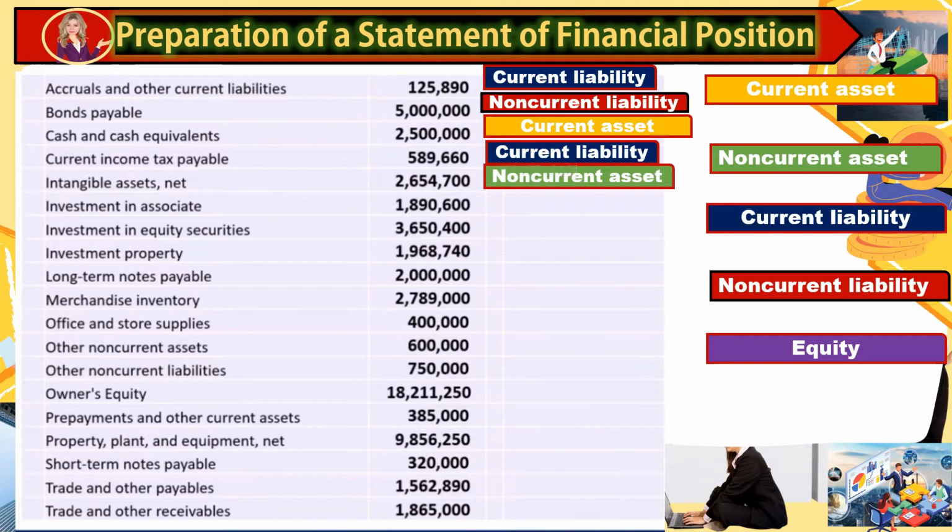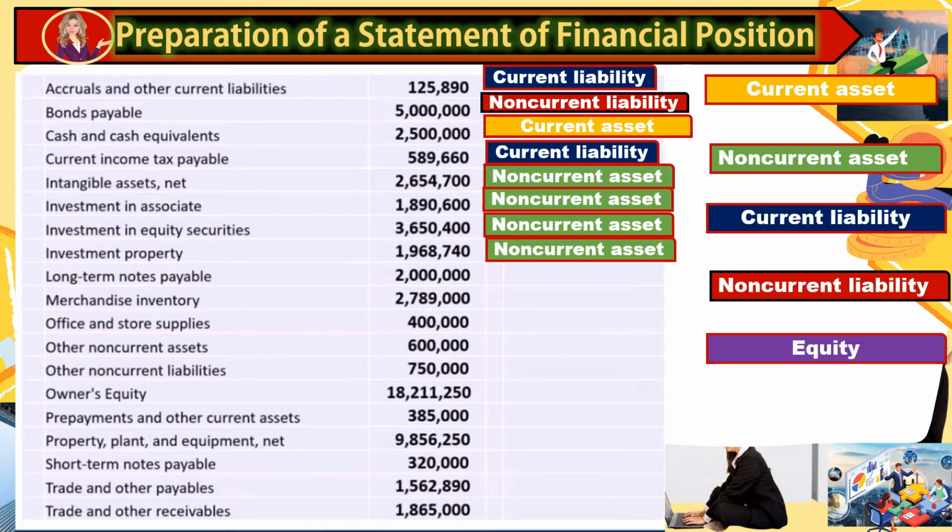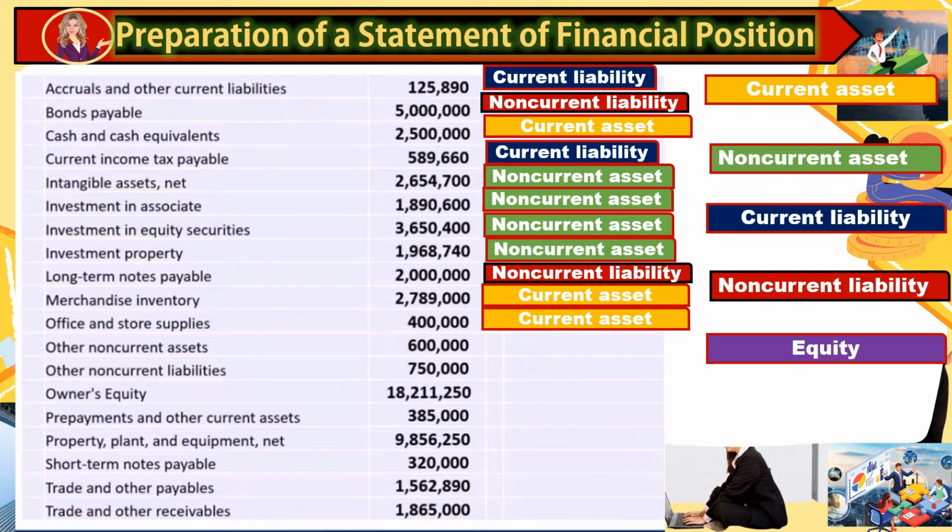Investment in associate is also a non-current asset. Investment in equity securities is a non-current asset. Investment property is also a non-current asset. Long-term notes payable is a non-current liability. Merchandise inventory, it is a current asset. Office and store supplies is a current asset. Other non-current assets, obviously it's a non-current asset.